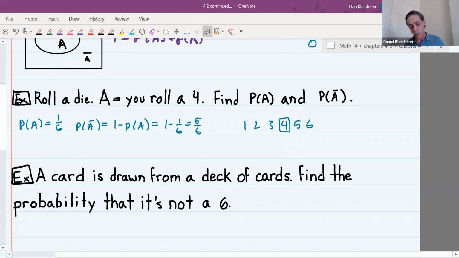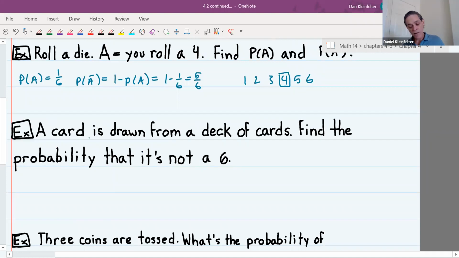Okay, another example. We're going to pick a card from a deck of cards, and we want to know the probability that it is not a 6. Well, if it's not a 6, then it's an ace or a 2 or a 3 or a 4 or a 5, 7, and so on. So that's a lot of possibilities, and we don't want to consider all those. So we want to think about the complement of not being a 6. The complement of not being a 6 would be a 6. So this would be 1 minus the probability that it is a 6.